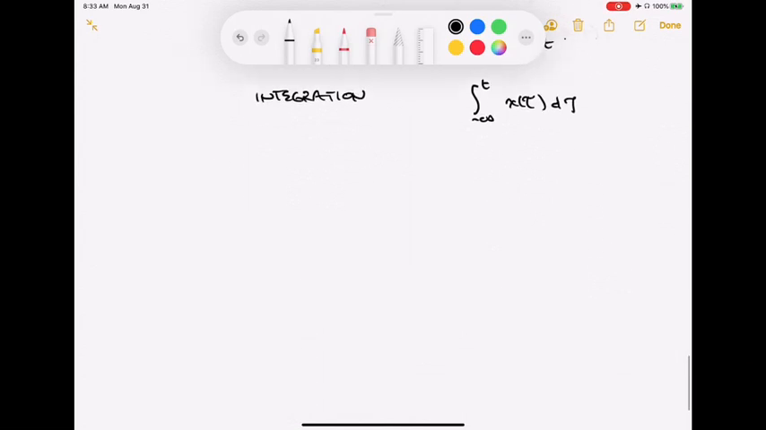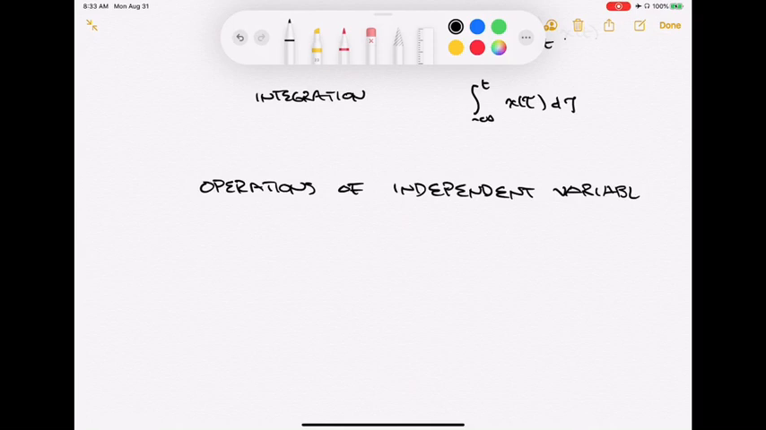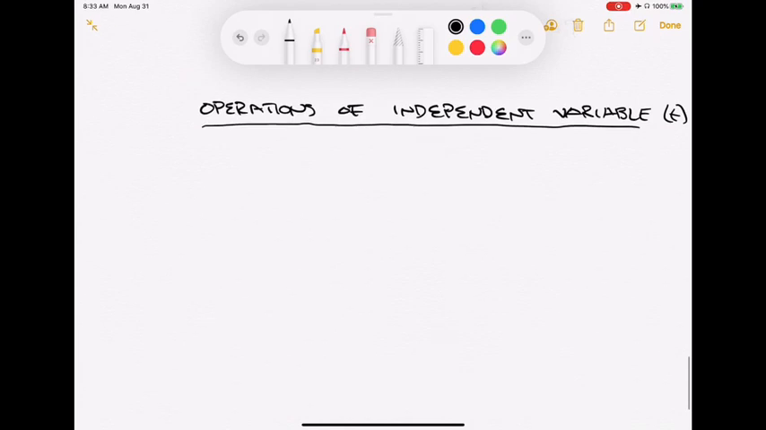If there are operations on the dependent variable, there are certainly also operations on the independent variable. So let's talk about operations on the independent variable. This is on the t. The independent variable we'll usually take as being t. For whatever reason, this always seems to be a little less familiar to most people, so we're going to spend a little bit of time on this.